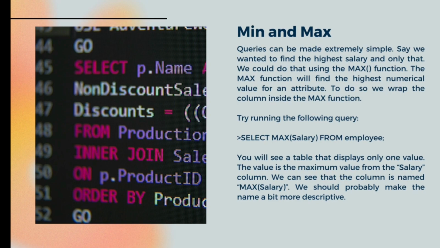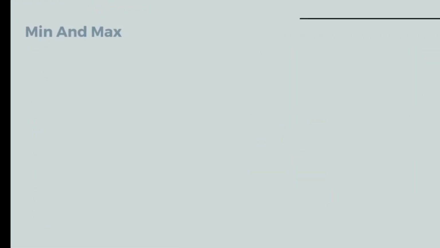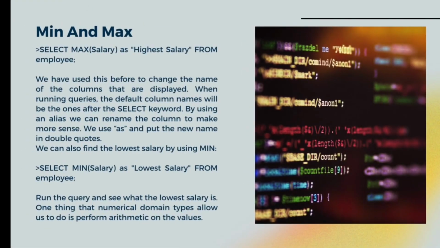You will see a table that displays only one value. The value is the maximum value from the salary column. We can see that the column is named max(salary). We should probably make the name a bit more descriptive. select max(salary) as highest_salary from employee. We have used this before to change the name of the columns that are displayed.